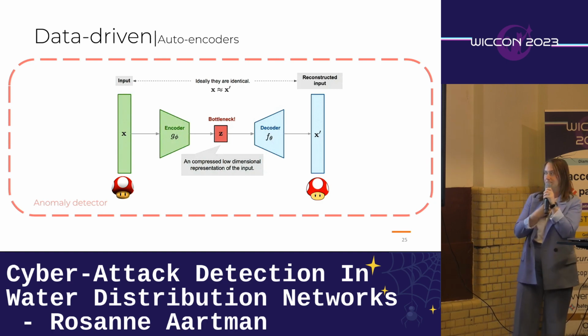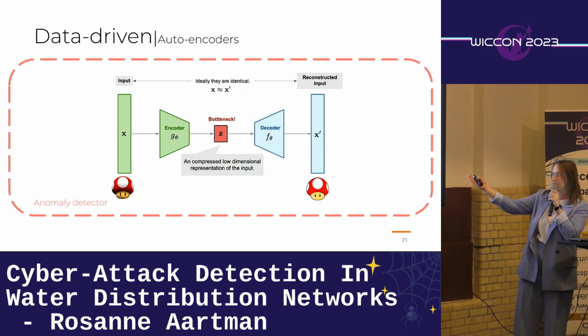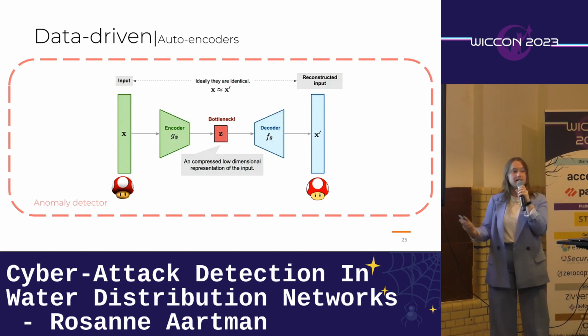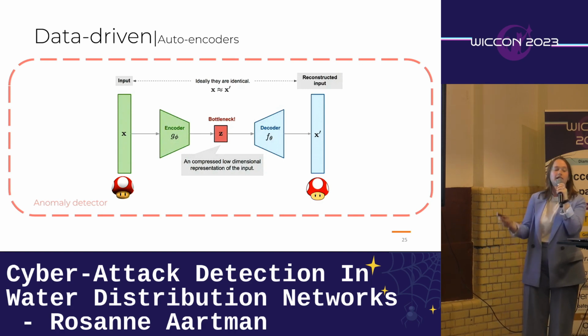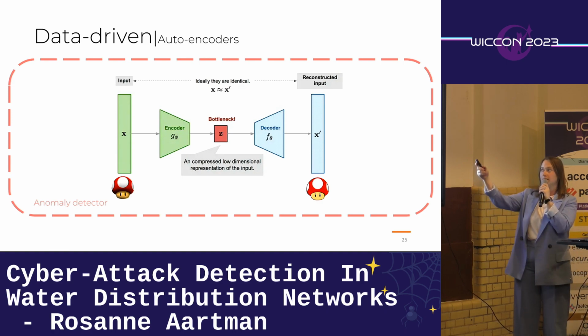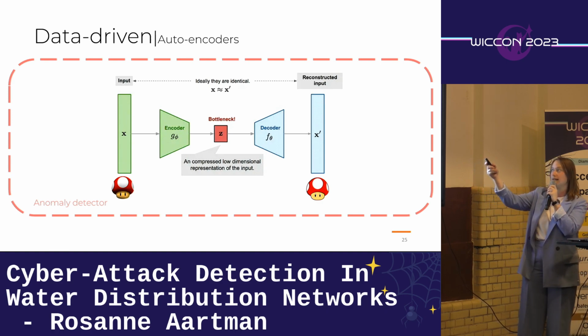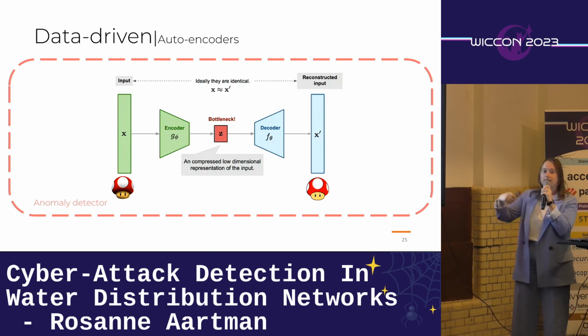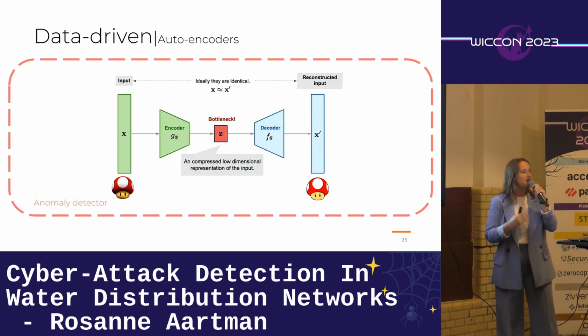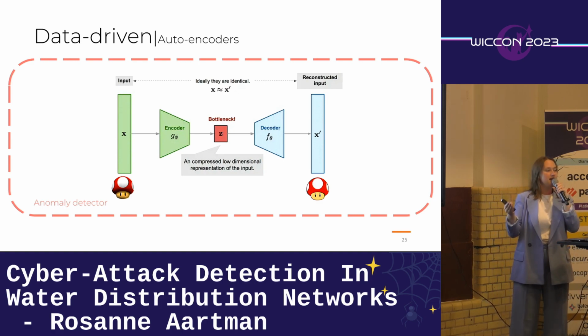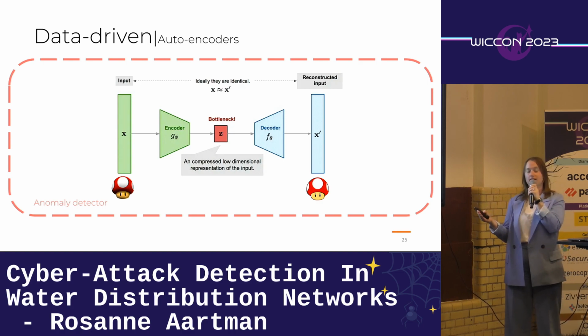I at least am, because I can see this is a mushroom with a red head and the white circles. Quite good. Well, an autoencoder can learn the parameters of the encoder and the decoder by using a lot of data and having the objective of minimizing the reconstruction error.